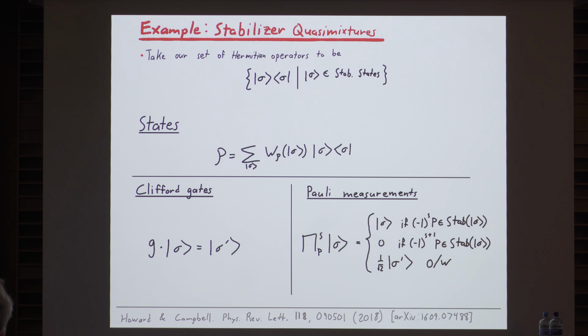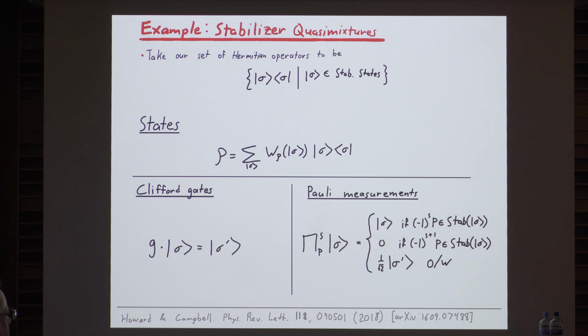Here's an example, stabilizer quasi-mixtures. In this case, we take the set of Hermitian operators that define the quasi-probability representation to be these things, projectors onto stabilizer states. Okay? So these have all the properties that I went through a couple slides ago. So you can represent any density matrix, any n-qubit operator as a quasi-mixture of these projectors onto stabilizer states, where these coefficients here are not necessarily non-negative, but they add up to 1. So this is a quasi-probability function.